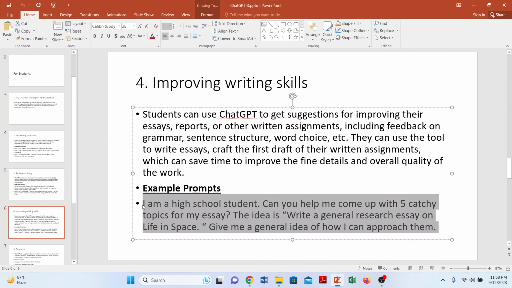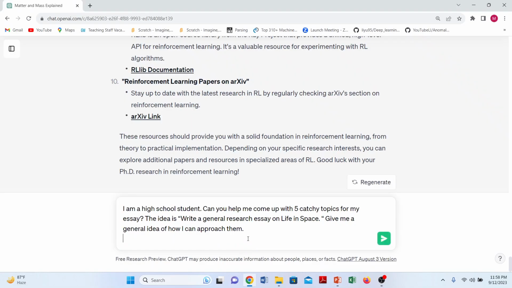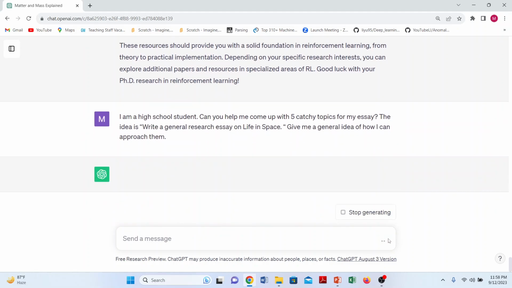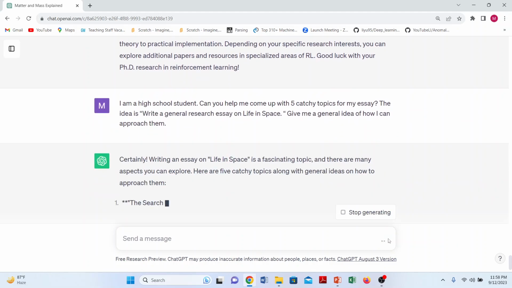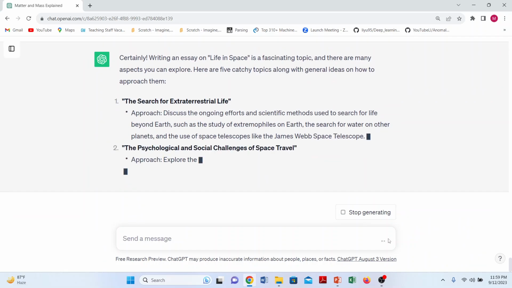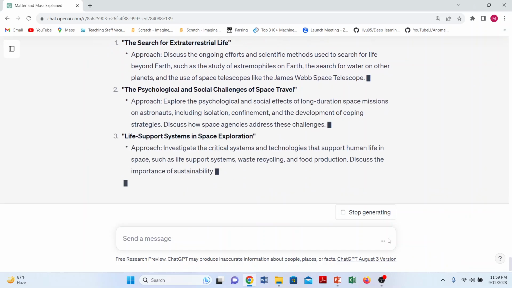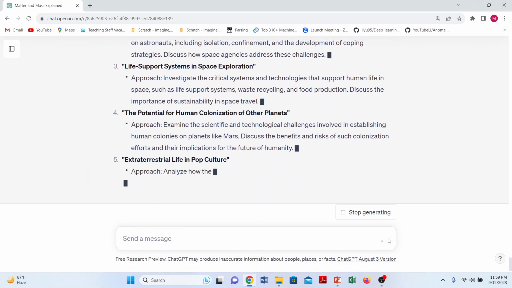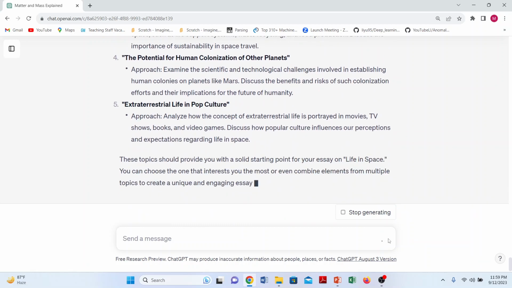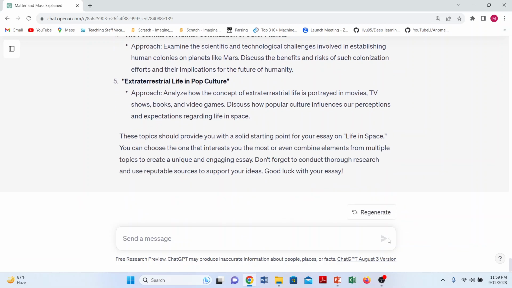So if I copy this prompt, you see it is going to give me, first, the search for life, then the psychological and social challenges of space travel, and it gives you 5 different topics which you can use for your essay. And if you want to focus on one, you can take one topic from here and add it to your prompt.